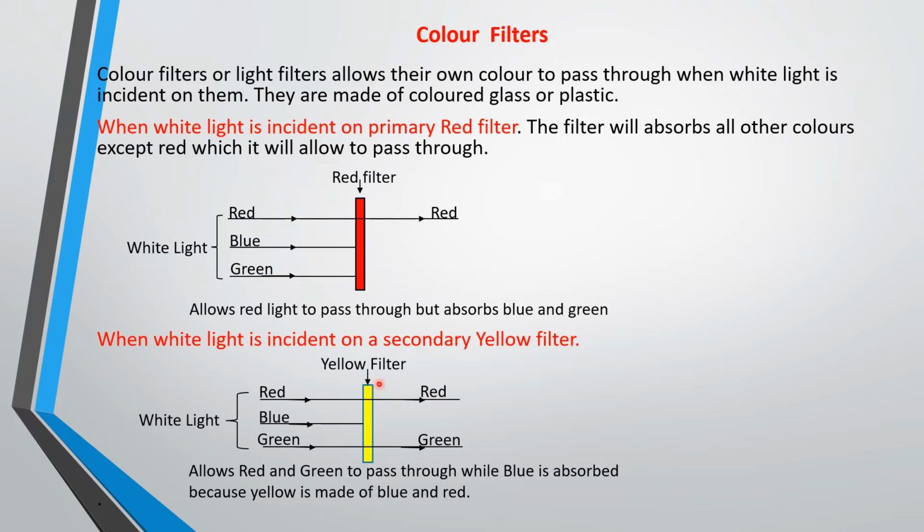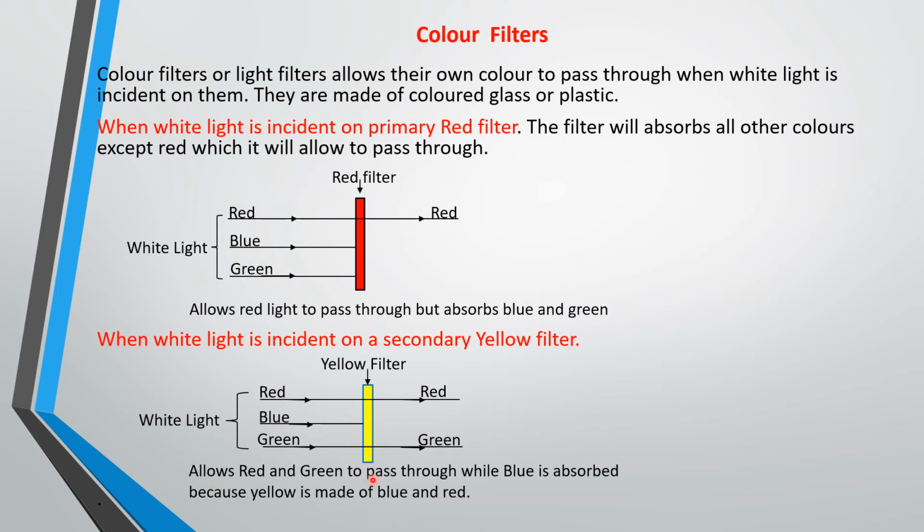Okay, so this is one area of color reflection to the human eye. Okay, a combination of red and green will give you yellow color. So when you have a yellow filter, it will also allow the component colors that make it up to pass through. So for this filter, it allows red and green to pass through while blue is absorbed.